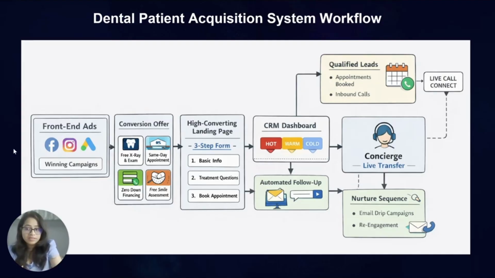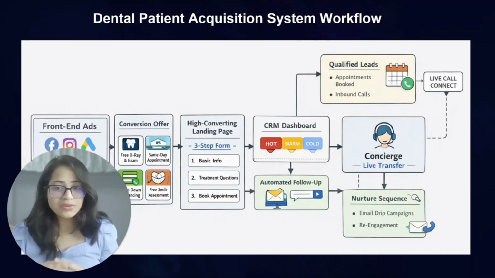Finally, we have our last step, that is the nurture sequence. As you know, not everyone books an appointment immediately. So for them, we run a nurture campaign. We create email drip sequences and re-engagement messages for them. So this helps bring back those patients who didn't convert the first time. So here we actually recover our lost opportunities. So overall, this system doesn't just generate leads, it builds a complete pipeline that attracts, nurtures, and converts patients into booked appointments consistently.